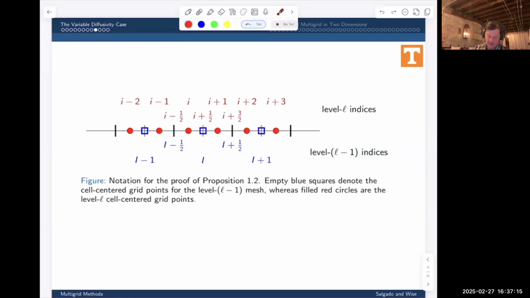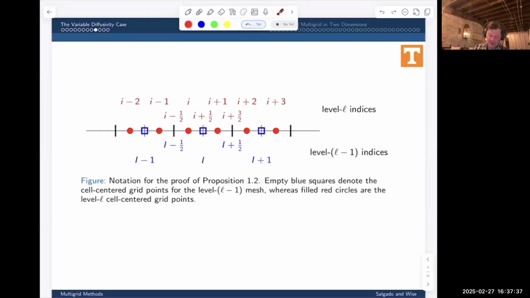Now, remember, the coarse level cell-centered grid and the fine level cell-centered grid have 2 different interpretations of what an edge point looks like, or a vertex point, in other words.